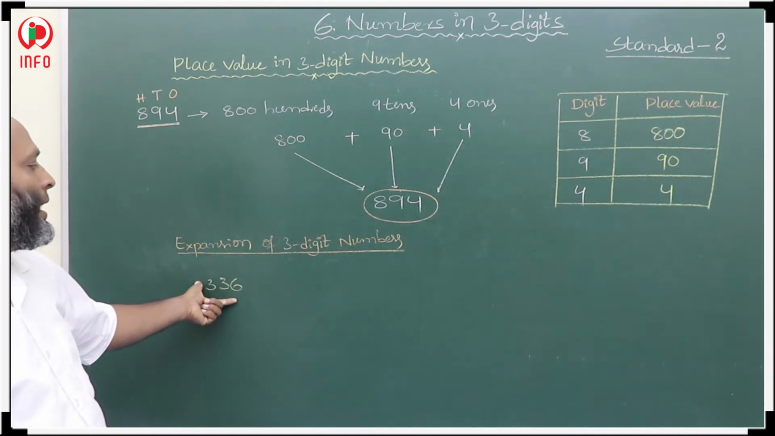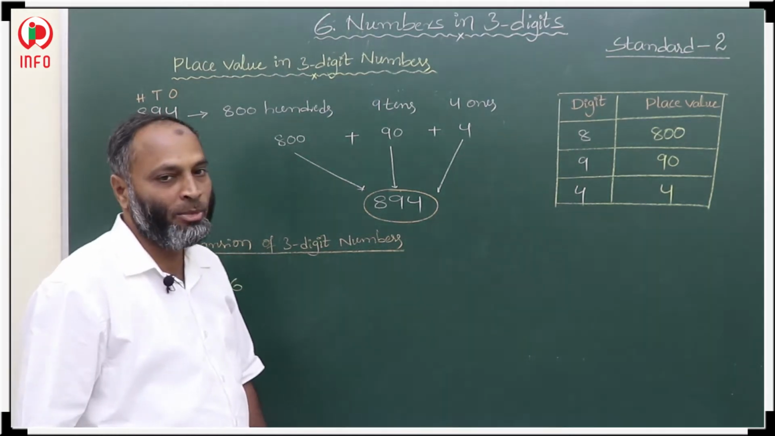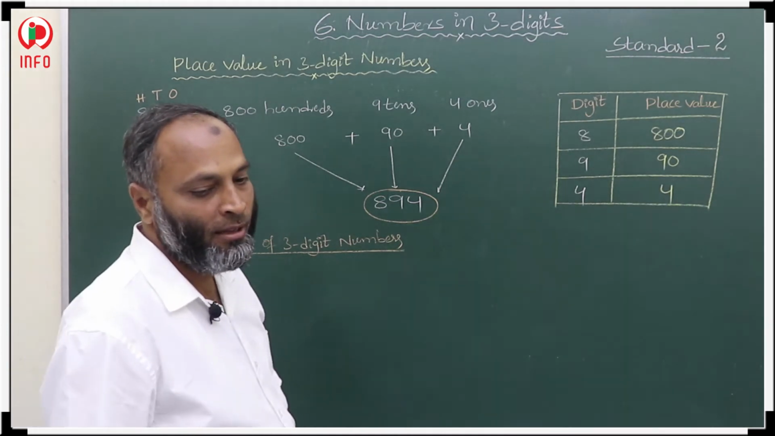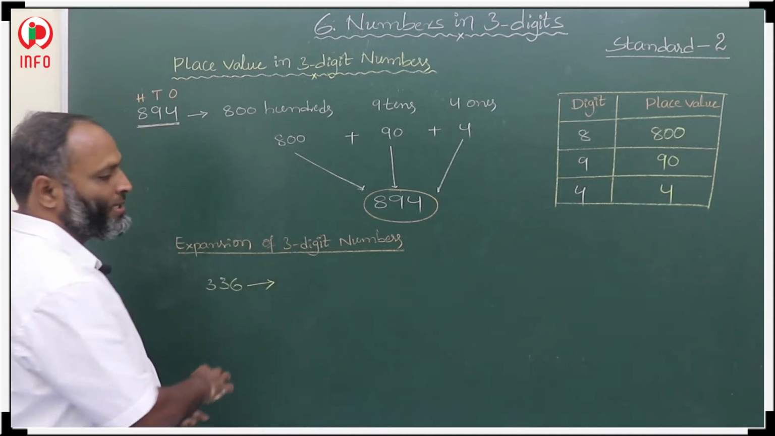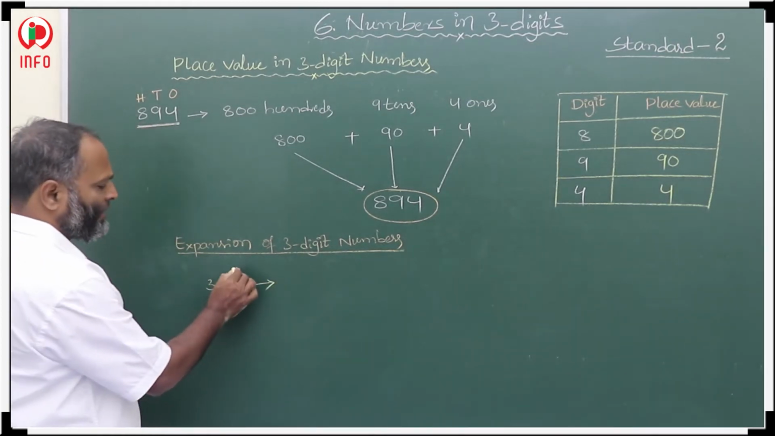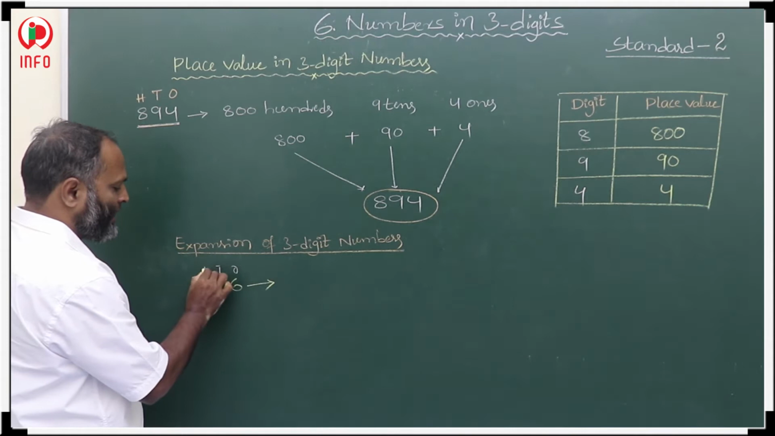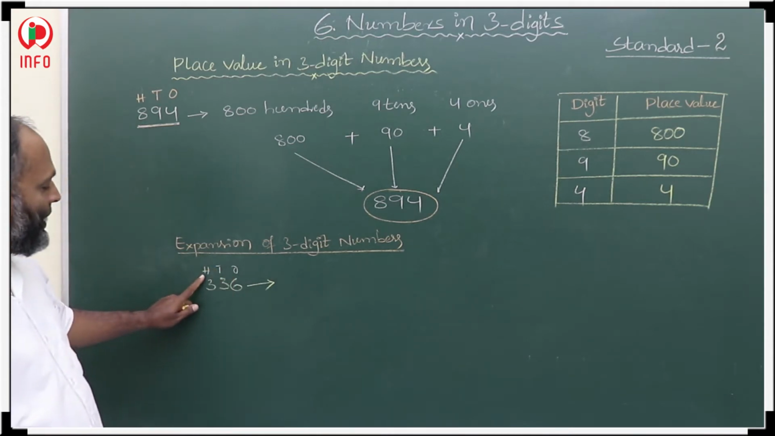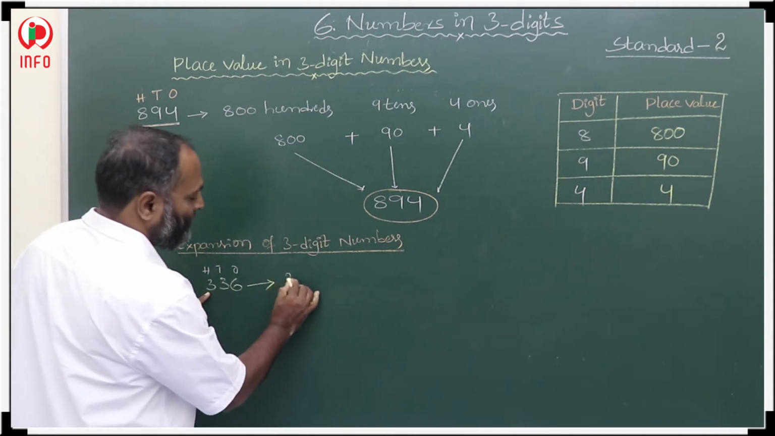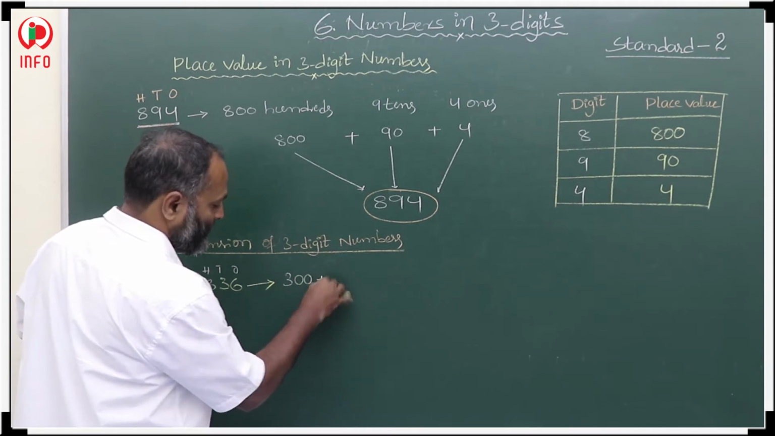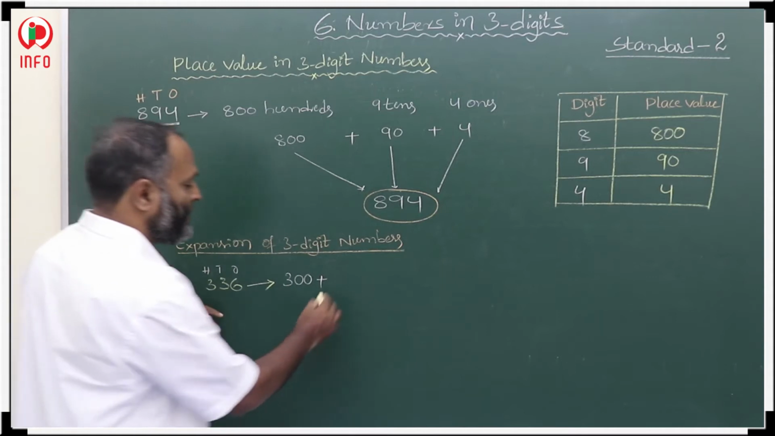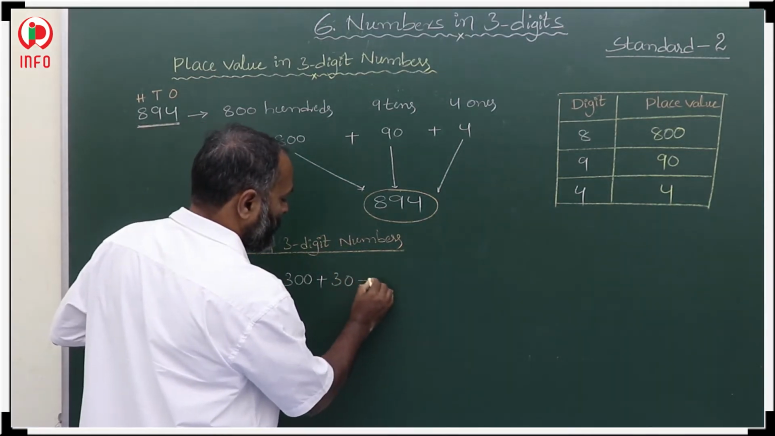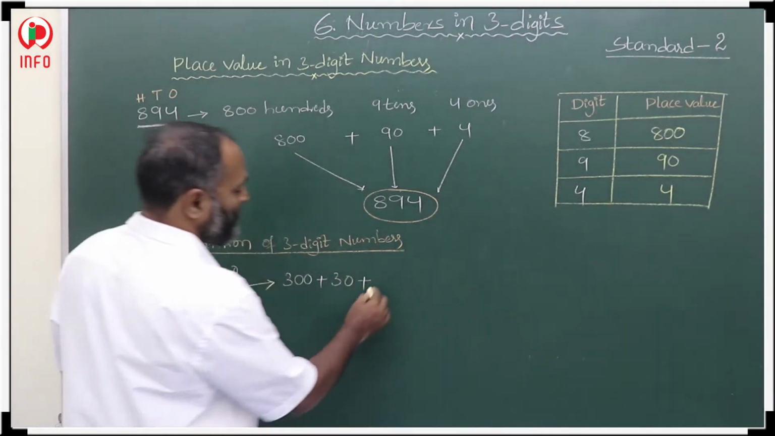336. It is a 3-digit number, so we have to write this in expansion form. Then how to write in expansion form? See here, this is ones, tens and hundreds. 3 in hundreds plus, we have to take 300 plus. Again, one more 3 in tens plus, 3 tens are 30, plus 6 in ones, 6 ones are 6.